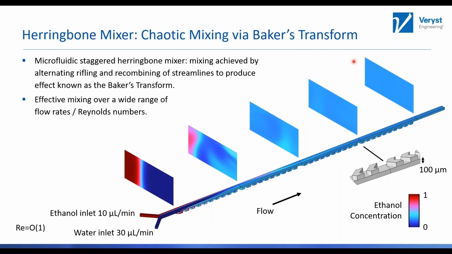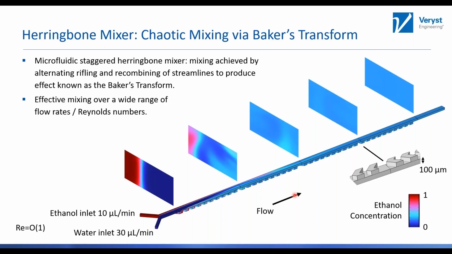Another type of microfluidic mixer is the staggered herringbone mixer, and this has a long history and it's been well published. So it's one of those mixers that when people see it, they remember it. Sets of herringbone-shaped grooves, alternating in orientation, populate the bottom of the channel. And this causes a type of rifling of the streamlines. And because these sets of herringbone grooves alternate in orientation, the rifling also alternates.